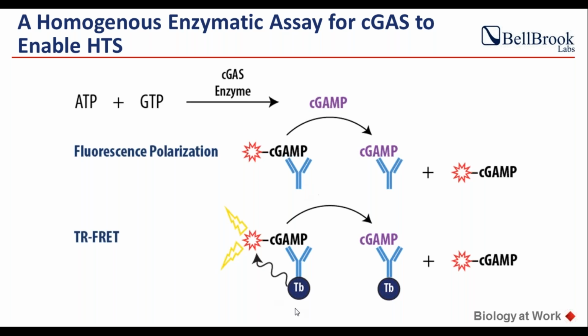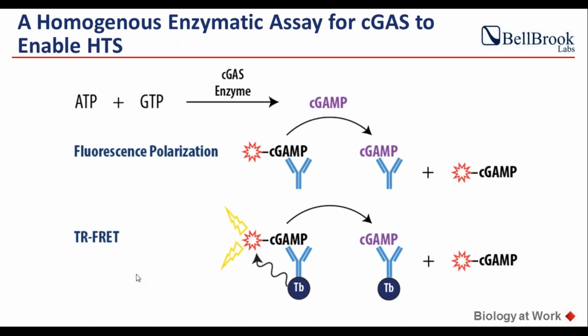The TR-FRET is very similar. All that we have done is take the native antibody and attach it to terbium, the lanthanide, and we just excite the terbium. When the terbium gets excited, it transfers its energy to the tracer because it's in close proximity, and that would excite the tracer, and we would measure an emission. So in the absence of cGAMP, at time 0, there is a FRET because of proximity. Now, as cGAMP is produced, it kicks off the tracer and the FRET is removed. When you excite it, it's not able to transfer its energy to the tracer molecule because it's farther away.